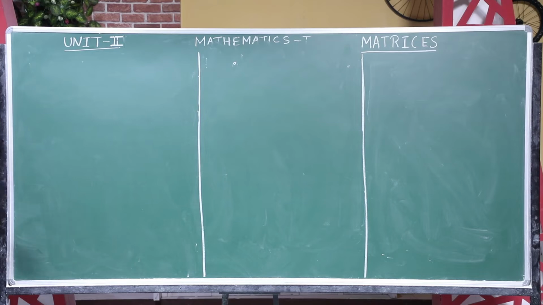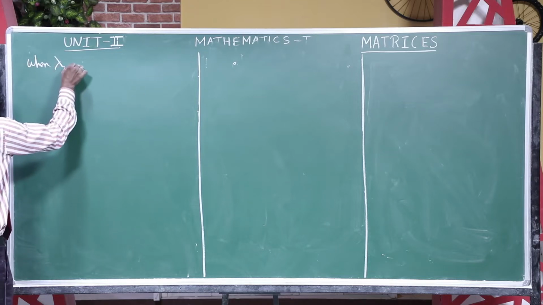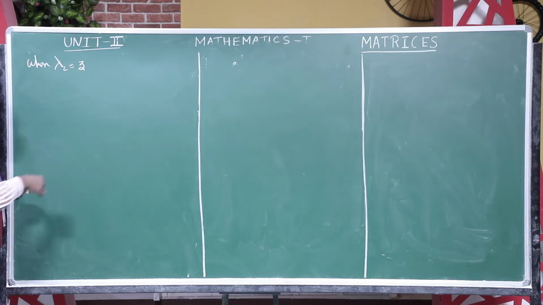Next we have to find out the other two vectors. So you have found out the x1 vector. Similarly, you have to find out the x2 vector. This is case 2, when lambda 2 equals 3.